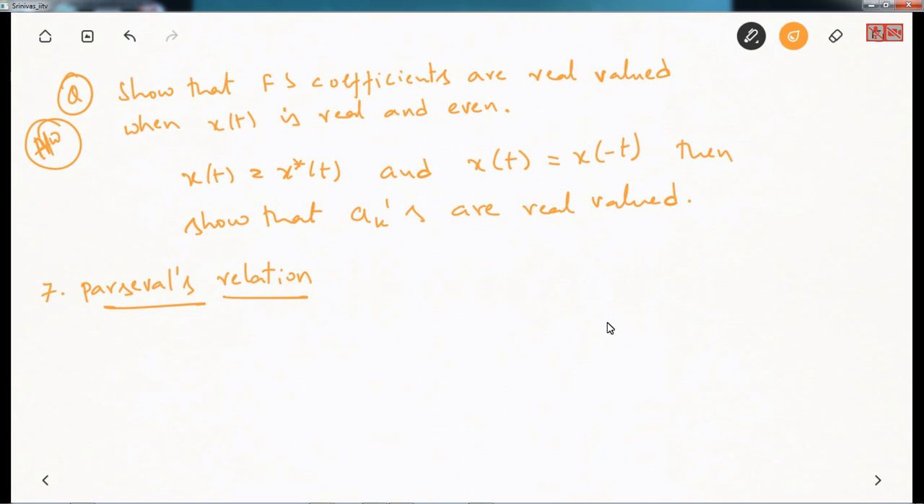So this relation can be stated as: 1 over T, integral over T, of mod x of t whole square dt, is equal to the sum from k equals minus infinity to plus infinity of mod a_k square.